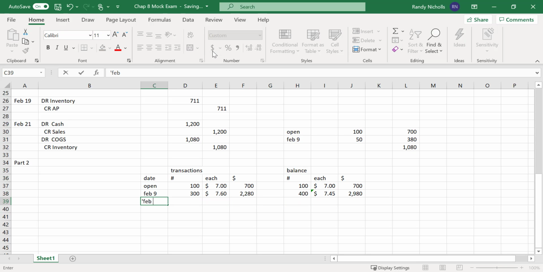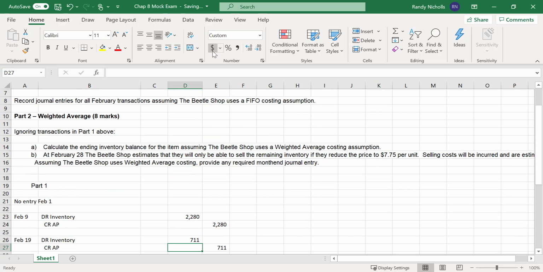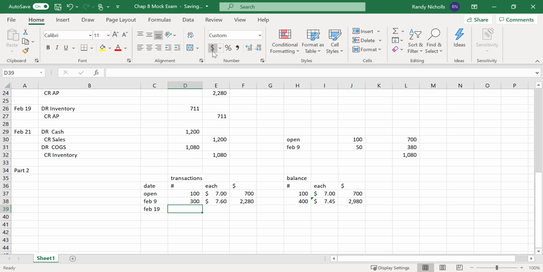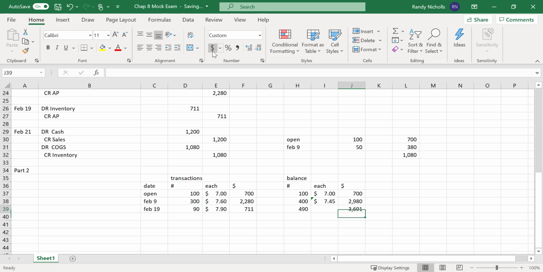Same thing for Feb 19. What did I buy here? 90 at $7.90. So my balance now is going to be equal to what I had plus what I bought. The dollars I have in inventory, what I had plus what I bought. And now my average cost is $7.53.